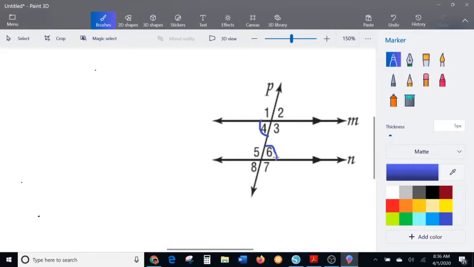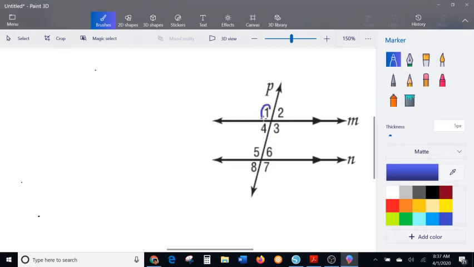Well, they are opposite sides of the transversal. That makes them alternate. They are inside those two parallel lines. That makes them interior. So they're alternate interior angles. And alternate interior angles are congruent, right? We also know that's the case based on 2 and 4. 2 and 4 are vertical, right? So that means they're congruent to each other, and 2 and 6 are corresponding, so that makes them congruent to each other, so 4 and 6 must be congruent also.